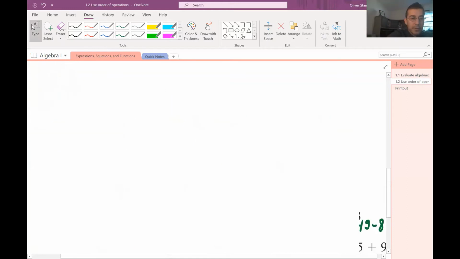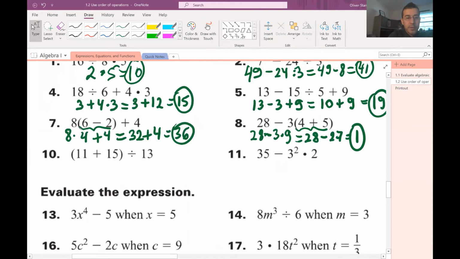Okay. Number 10, we have parentheses, or grouping. 11 plus 15, that's going to be done first, which is 26. Why? Because we're just adding 1 plus 5 is 6, 1 plus 1 is 2, okay, 26. And then divided by 13, that is 2, because 2 times 13 is 26.